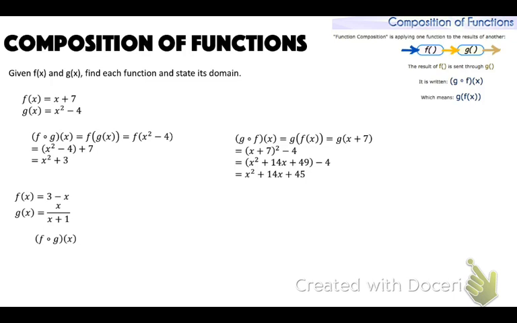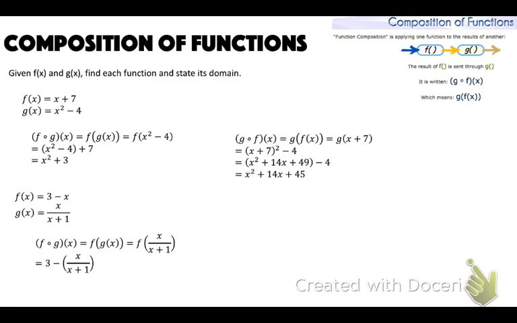Okay, so f of x equals 3 minus x, g of x equals x plus 1, and we're asked to find f of g of x. So we're plugging g of x into f of x. So that's going to be 3 minus x over x plus 1.